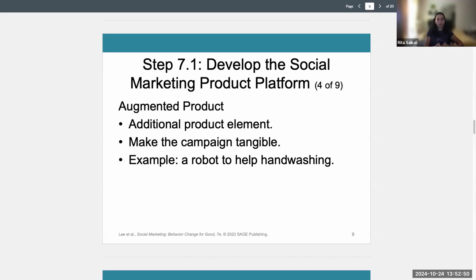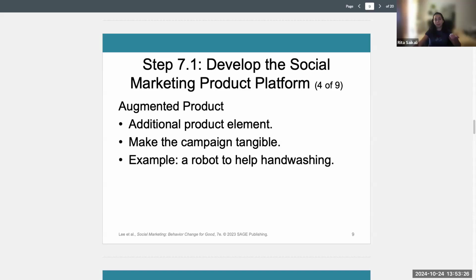So these are the additional features that are tagged on to the core product that makes people want to engage in it. So making the campaign tangible is an essential part of the augmented product strategy. So this involves creating visible, interactive, or experiential components that really just make the behavior more relatable. So for example, if you're setting up a hand washing station at community events, make the concept of hand hygiene more real and more intimate, and that encourages people to participate actively.